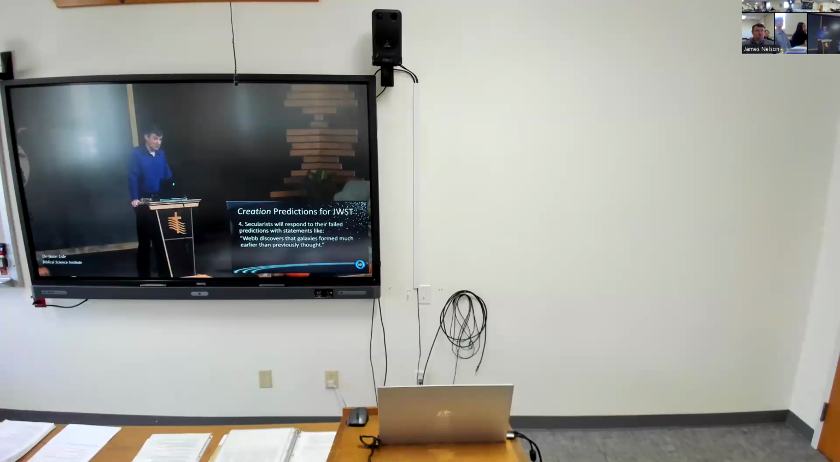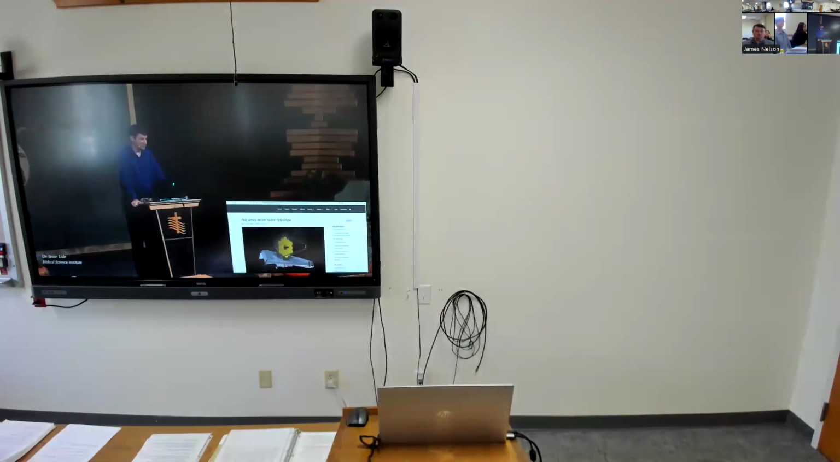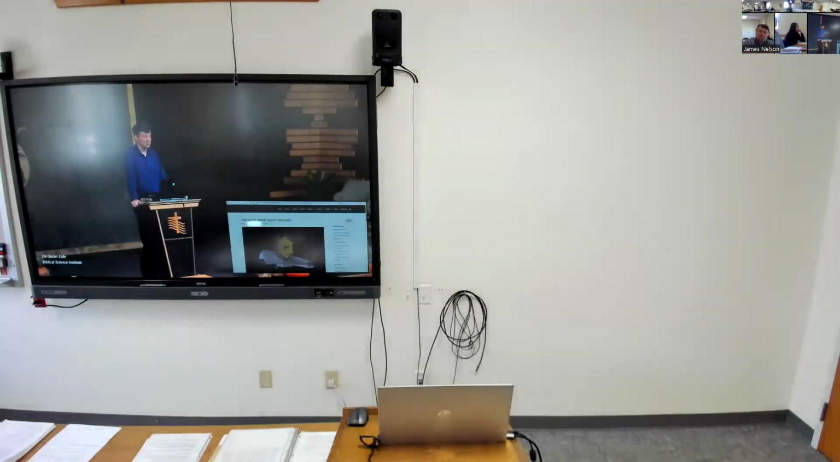You can find these predictions on the website, Biblical Science Institute. The article is the James Webb Space Telescope. This was published January 21st, 2022. This is before James Webb had taken any data. It didn't release data until July that year. So this is months before we had any results. So what did they find?